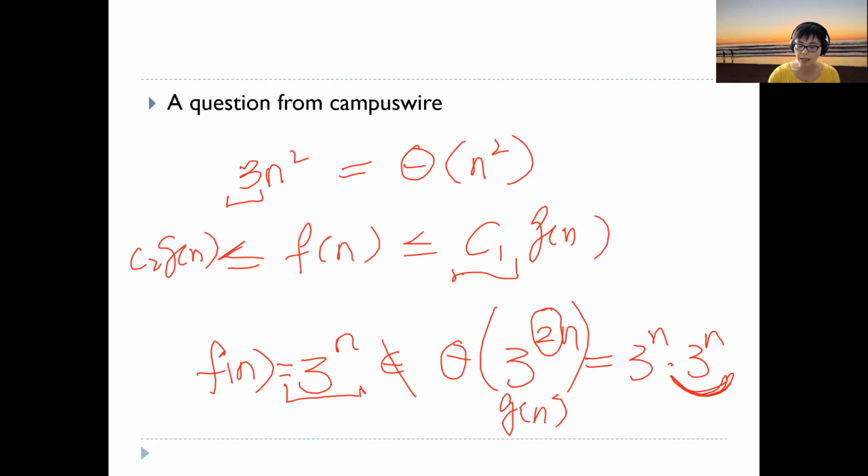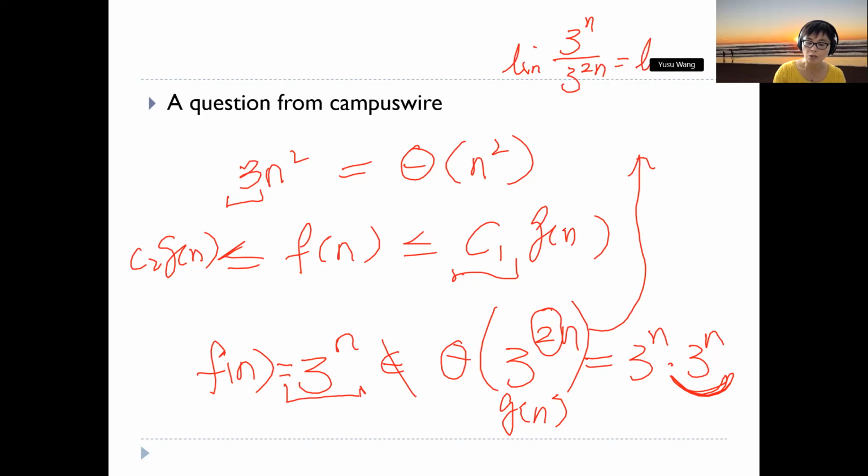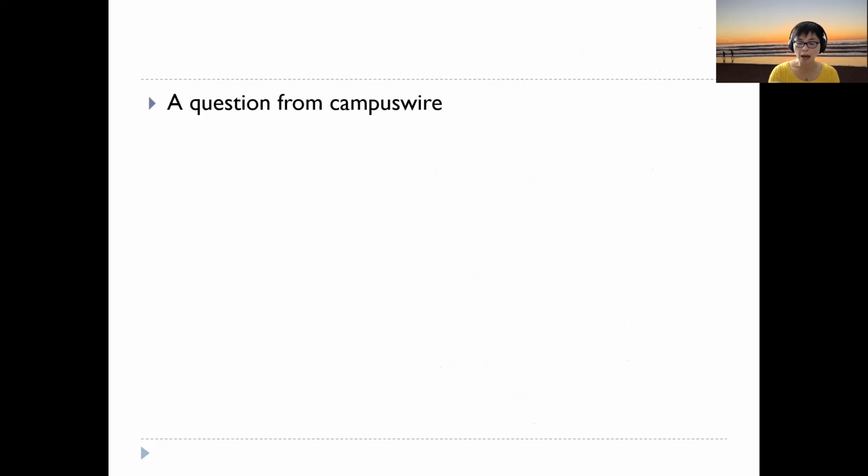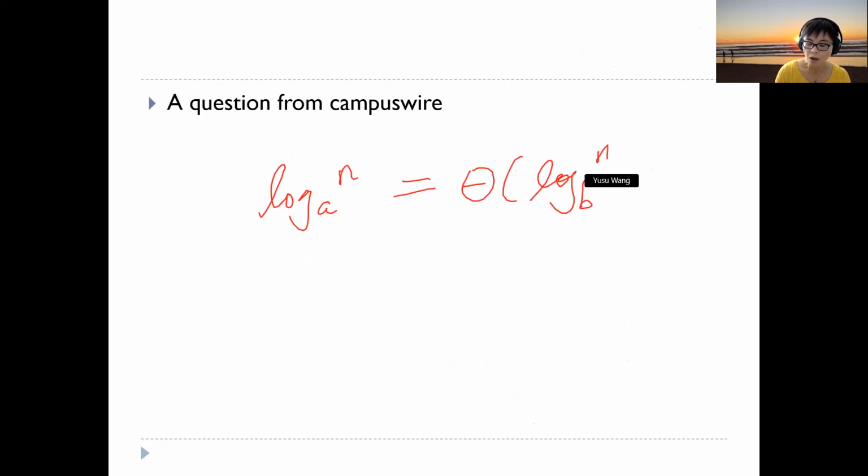Another way to see this is to use the limit notation: 3 to the n divided by 3 to the 2n equals 1 over 3 to the n, which goes to 0, which means that f of n, 3 to the power of n, is far smaller than g of n. Okay, so for a constant in the exponent, you have to be very careful. Now for the logarithmic, on the other hand, I mentioned last time that log a of n and log b of n are always big theta of each other as long as a and b are bigger than 1.